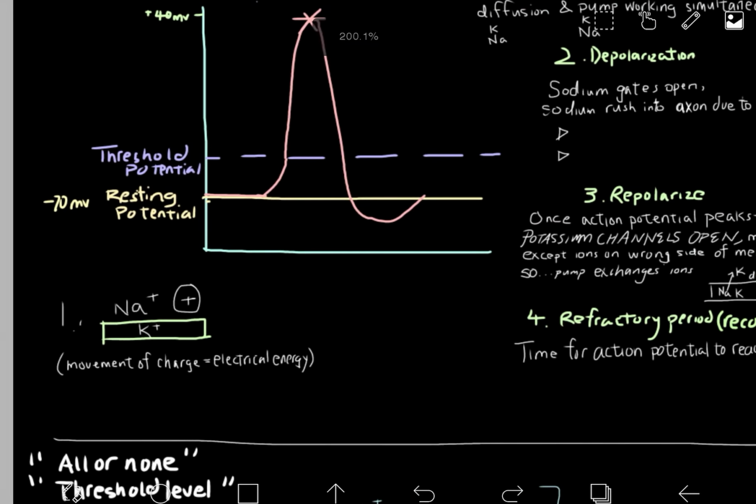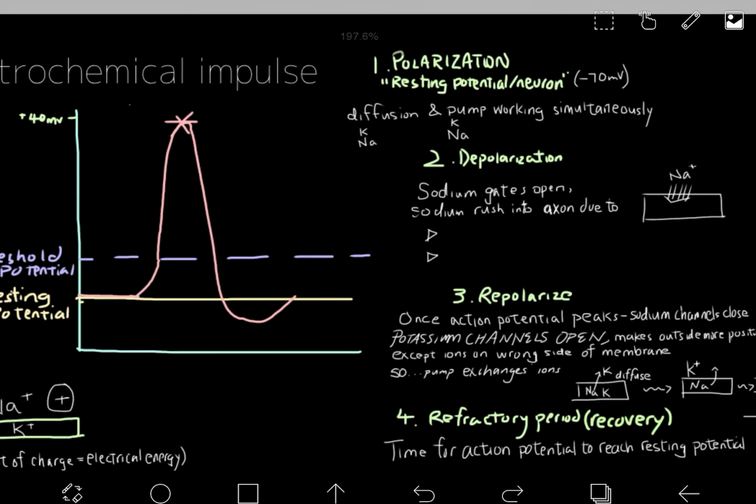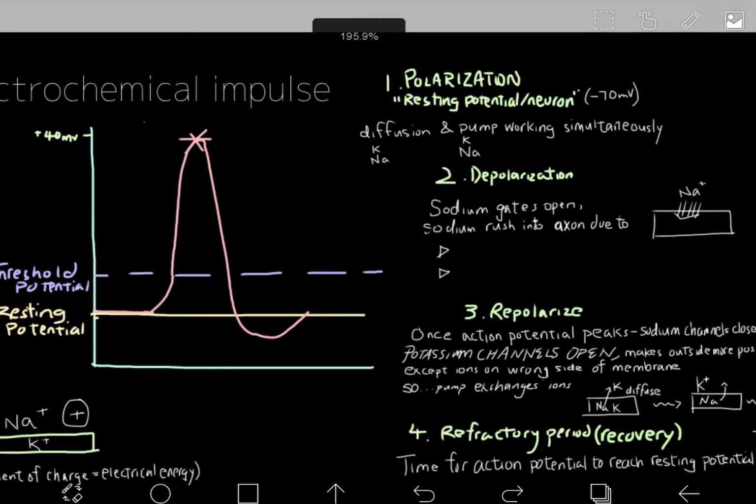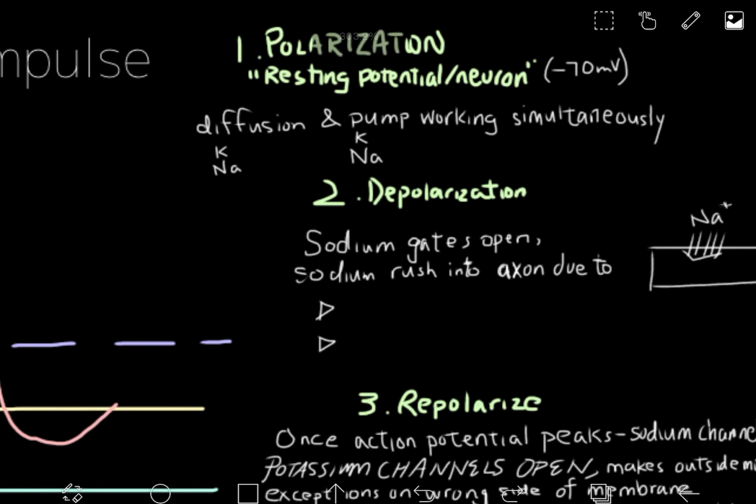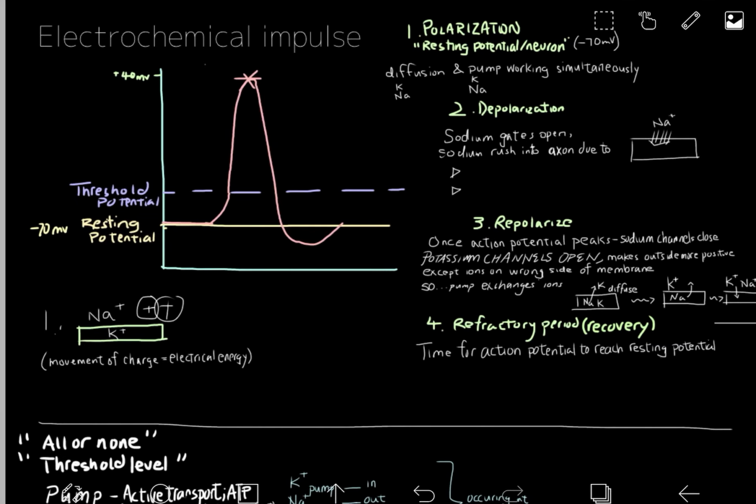And we're going to jump to the first step, which is polarization, which is just your resting potential or your resting neuron, as this picture has shown us. So what happens is it is around negative 70 mV, although it might be different, but it's very negative. There are more sodium ions outside, which is more positive outside because there's more sodium outside.